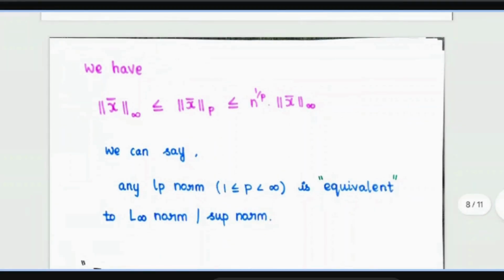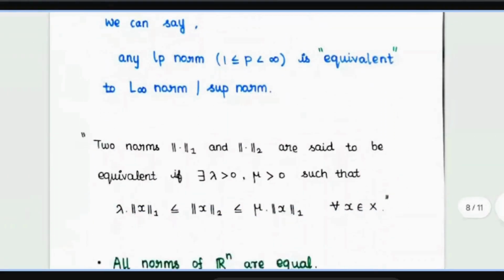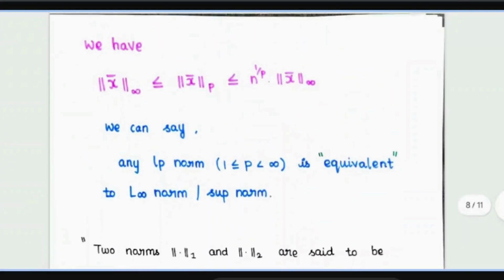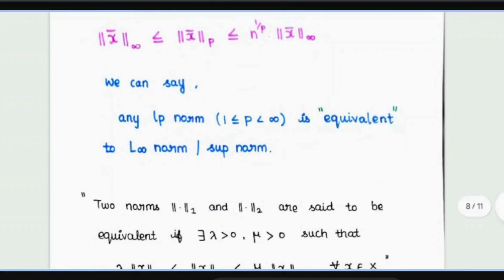So we found a way to say two norms are equivalent. Now we define the equivalence of two norms. Two norms, norm 1 and norm 2, are said to be equivalent if there exist lambda greater than 0 and mu greater than 0 such that lambda times norm 1 of x is less than or equal to norm 2 of x, which is less than or equal to mu times norm 1 of x, for every x in X. In this case, lambda is nothing but 1 and mu is n power 1 by p.